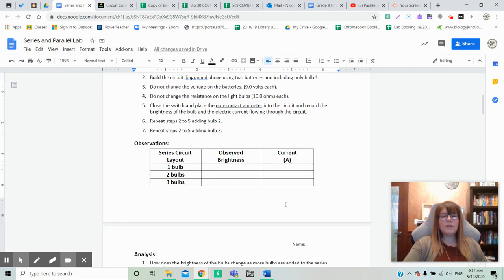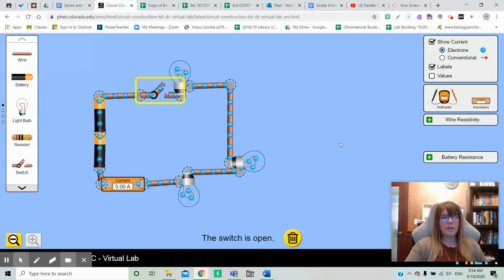What I'm going to do is actually do this backwards just for time saving purposes. In class, I would ask you to go 1, then add 2 bulbs, then add 3. But just to make this quicker and faster, we're going to go 3 to 1 because you can delete things quicker.